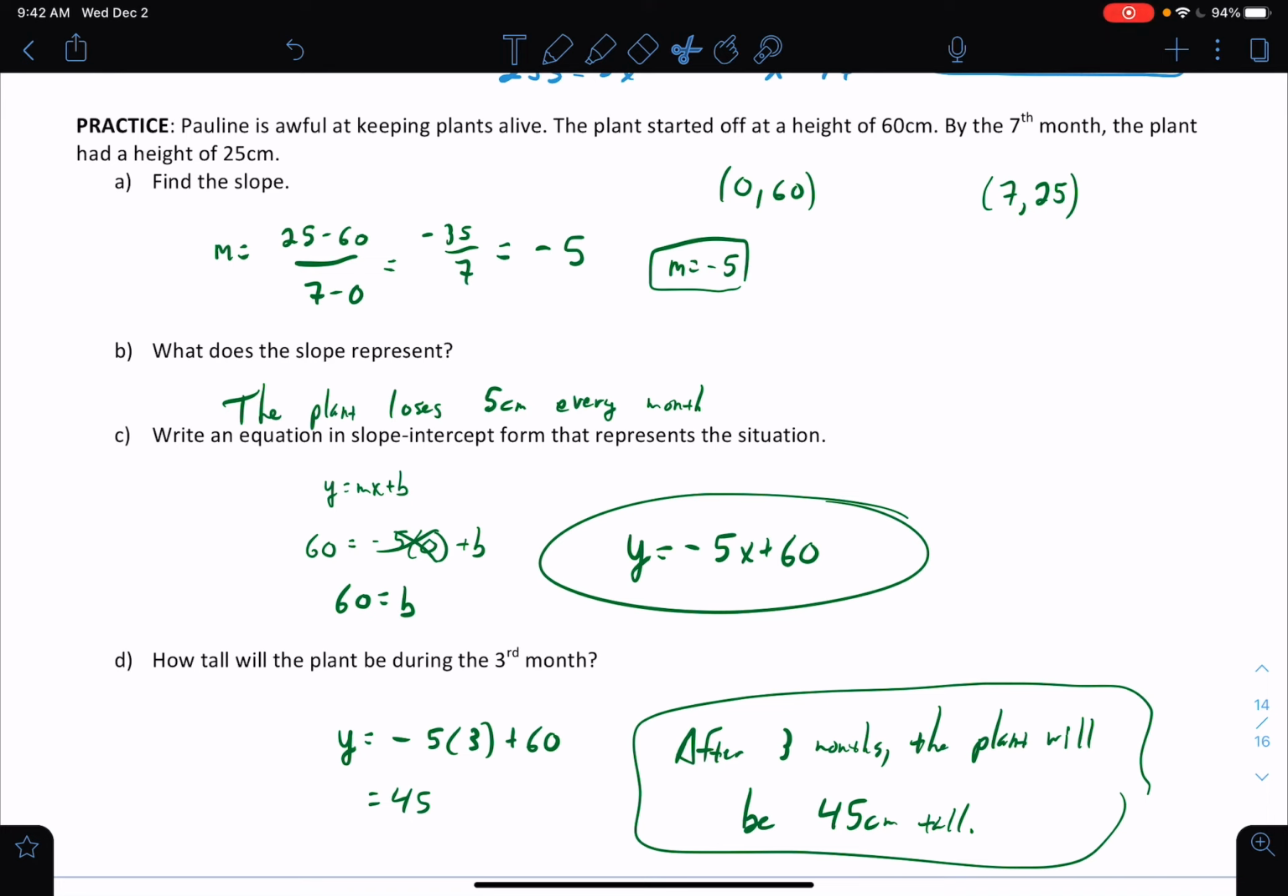All right, so there's another type of application problem where we got to pull the coordinates from the word problem and then go from there.